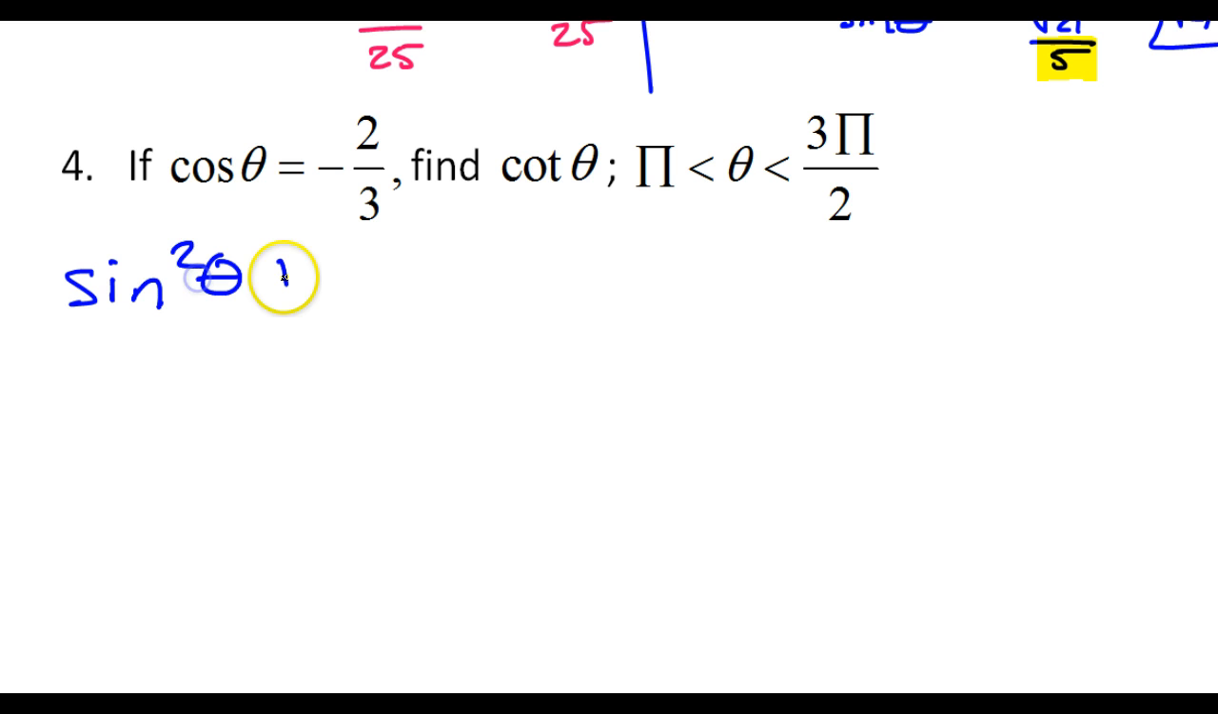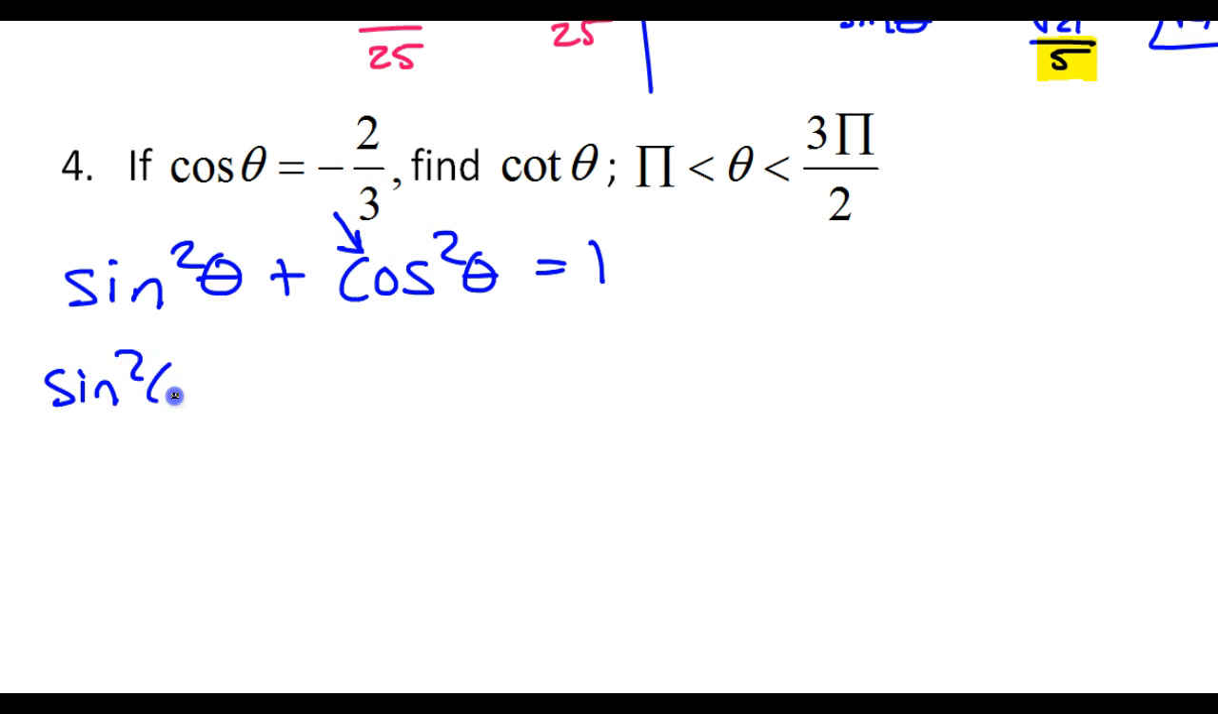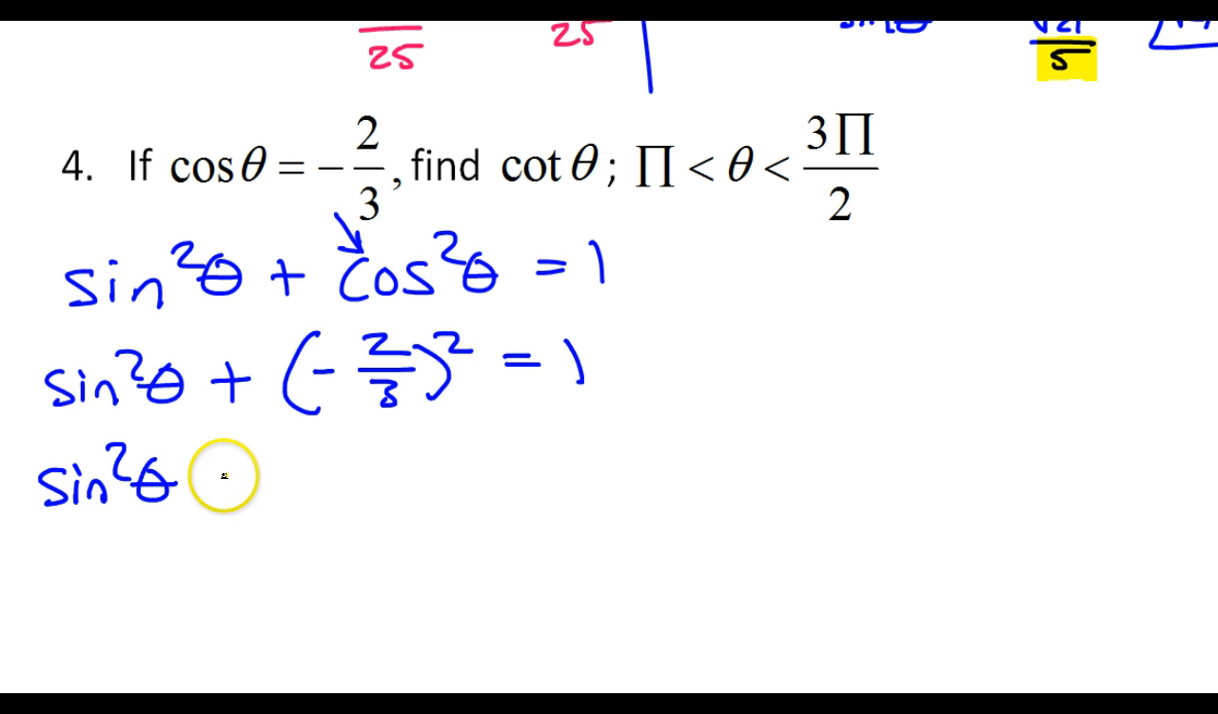Sine squared theta, but this is getting pretty redundant, plus cosine squared theta is equal to 1. Once again, they gave us a cosine. How about that? So that's going to, why do I keep wanting to put equals? It's a plus sign. So that's negative 2/3 squared is equal to 1. So that's going to give me sine squared. This is going to turn positive because we're squaring it. So it'll be positive 4/9 is equal to.